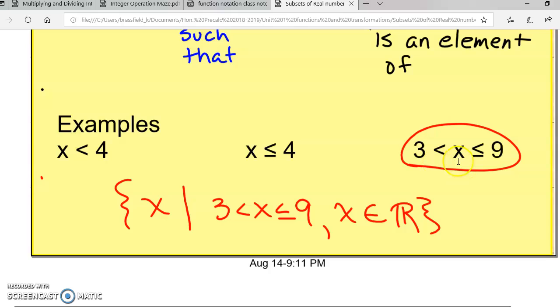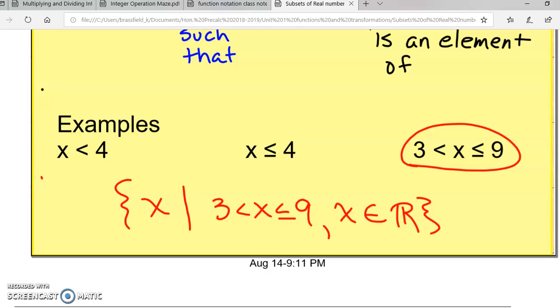This example here, okay, our variable is x again. So we start with our curly bracket, x, such that this was the condition given. x is greater than 3, but less than or equal to 9. So you have to think again, what numbers are going to fall in between there?